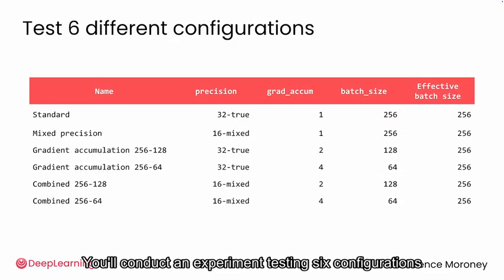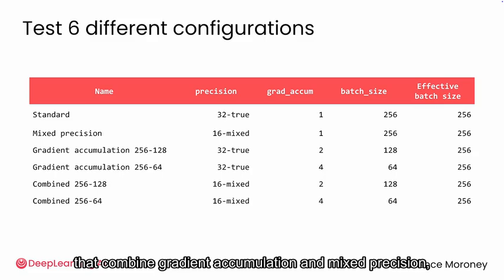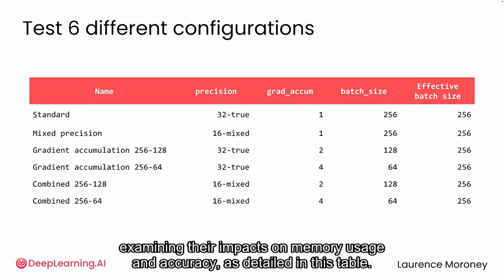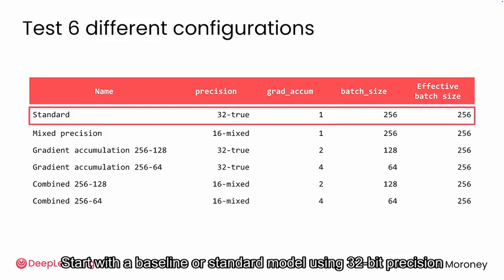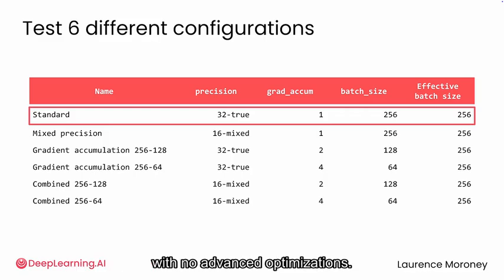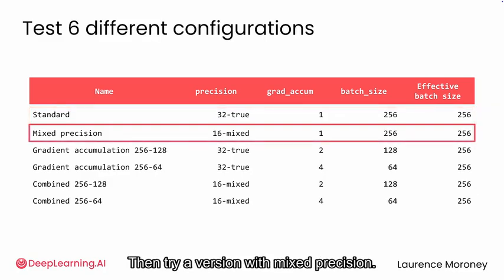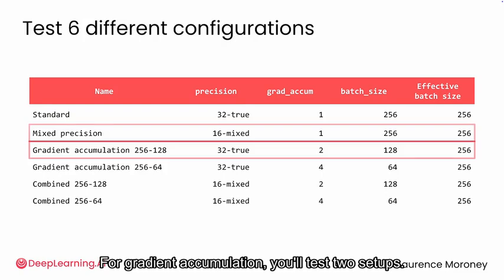You'll conduct an experiment testing 6 configurations that combine gradient accumulation and mixed precision, examining their impacts on memory usage and accuracy as detailed in this table. Start with a baseline or standard model using 32-bit precision with no advanced optimizations. Then try a version with mixed precision. For gradient accumulation, you'll test 2 setups.